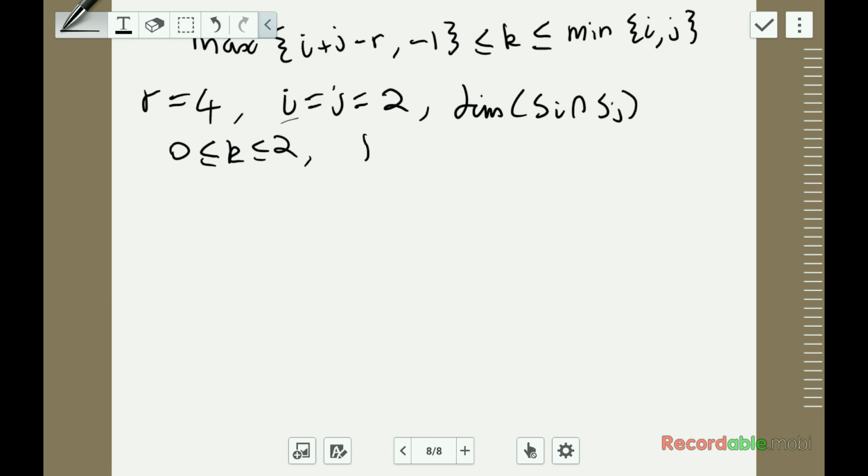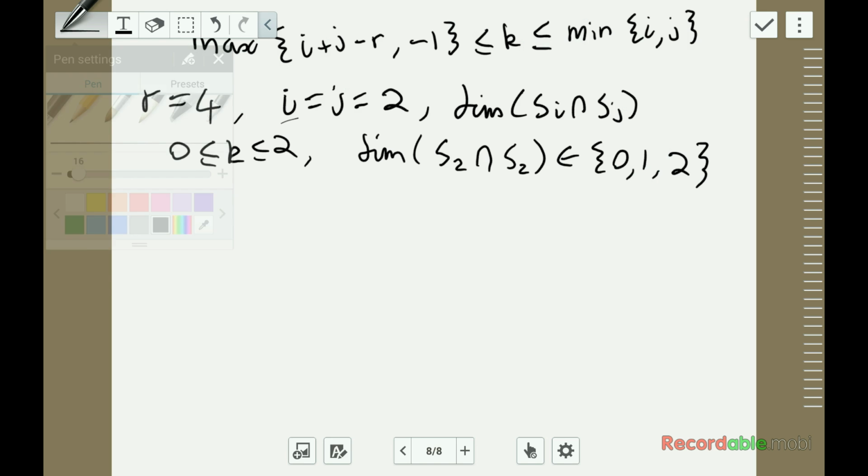So essentially what we have now is that the dimension of a couple of planes in 4D space is either going to be 0, 1, or 2. So let's start with a familiar case, a case we've seen happen in 3D. That's where the intersection of these two planes is one-dimensional.